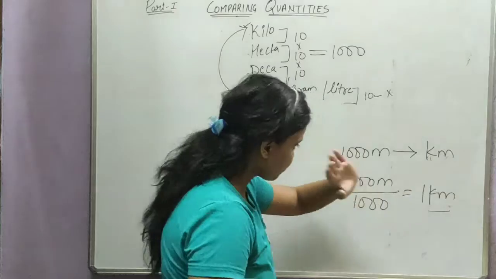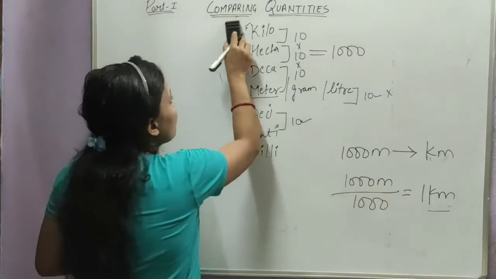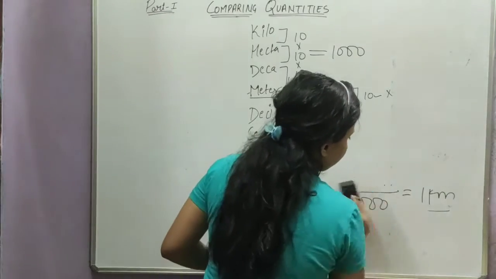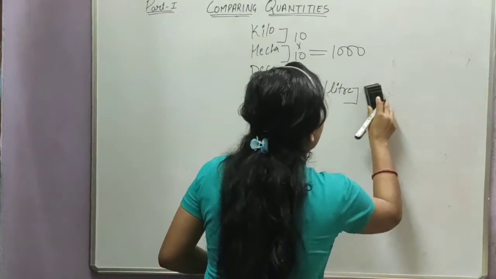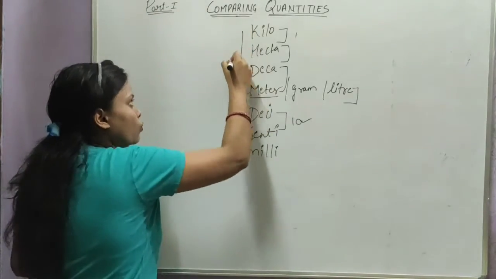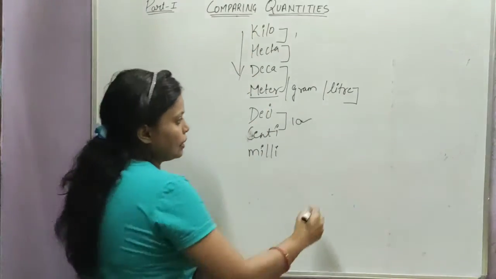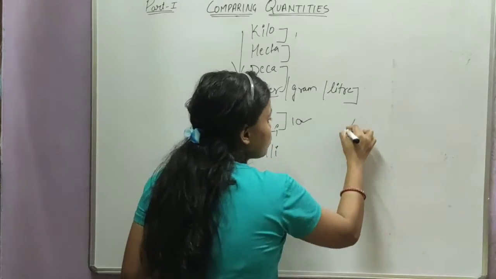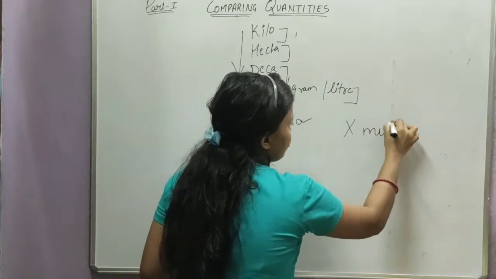Okay. Now if we want to go downward, what do we need to do? Let's take an example. If we go downward, we will do multiplication.